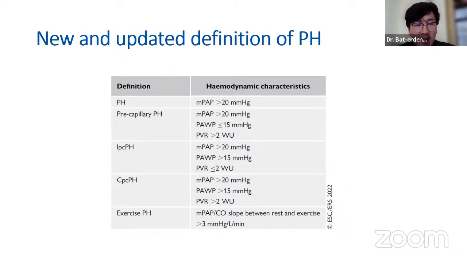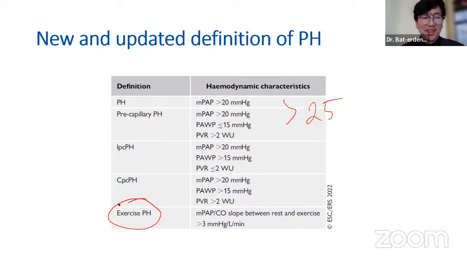For example, previously pulmonary hypertension at rest was defined as a mean pulmonary artery pressure over 25. But the new updated guideline defines pulmonary hypertension as over 20. There are also big changes in exercise pulmonary hypertension, because previously over 30 at exercise was the definition, but the new one I'm going to explain later.